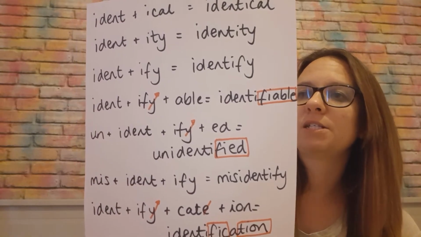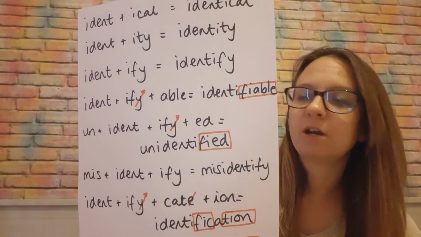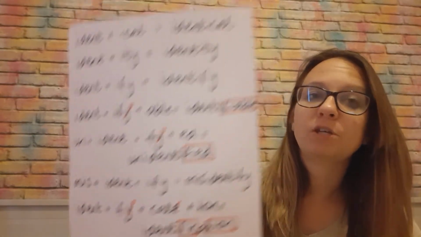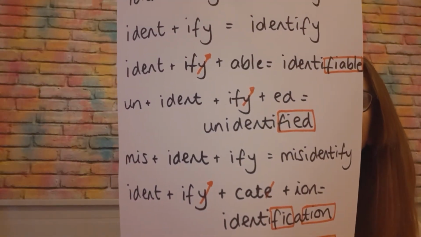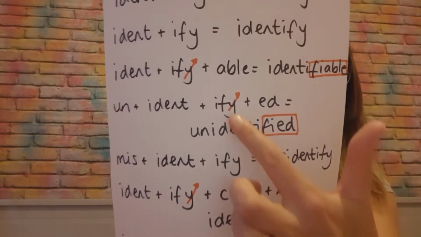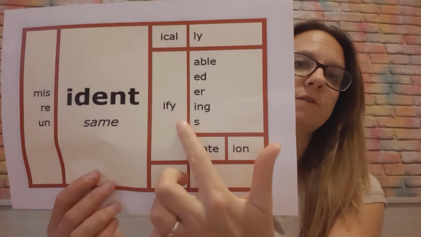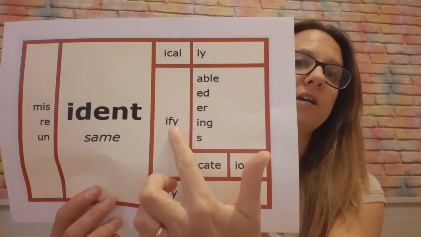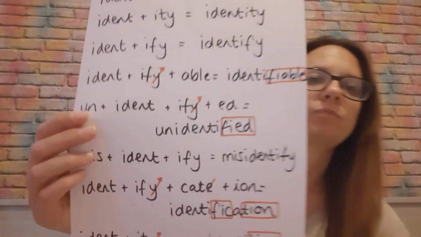So we have identifiable. Okay, with ing, you do keep the Y because you wouldn't have two I's. So identifiable means you are able to identify it. You know what it is. We've then got identified. So again, same thing there. Drop that Y, add that ed. Like I just said, if we built identifying, which we could do, because it's the verb to identify, ing, we would keep that Y because you wouldn't have FIING. Okay, so we keep that Y there for the ing suffix.